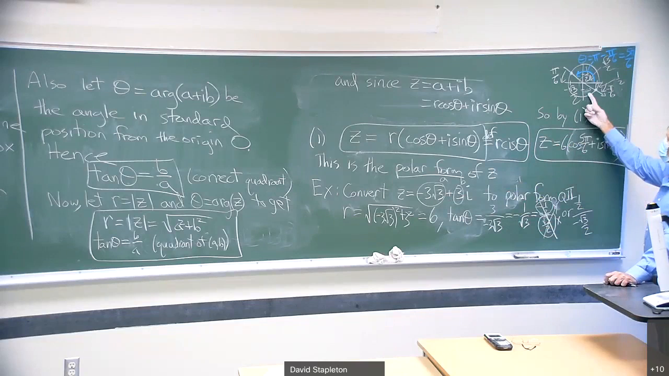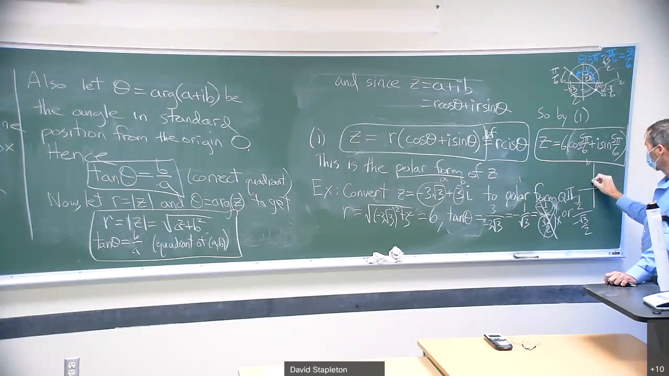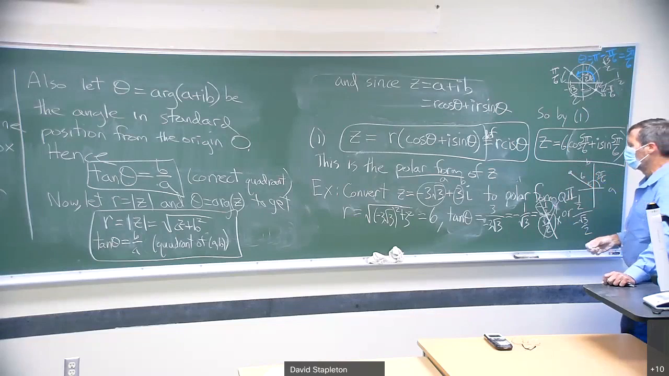So this was the unit circle to find the point, but I can sketch this on the complex plane, the a plus ib plane, and say, well, I just go at an angle of 5 pi/6, and I go out 6 units. This must be where the number z is, right?